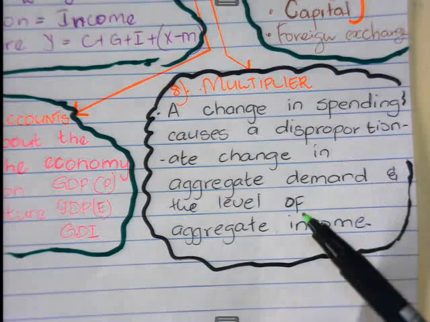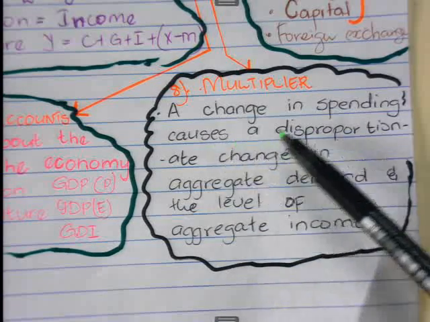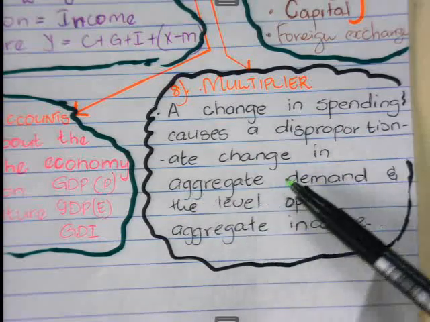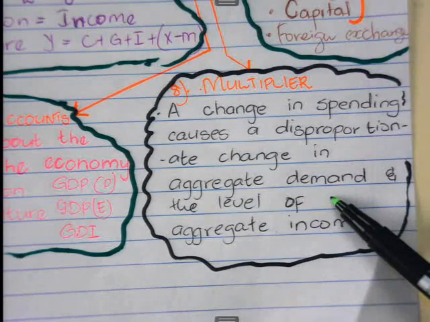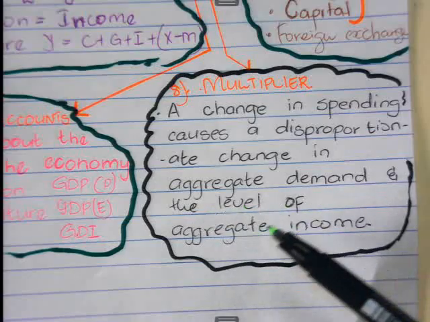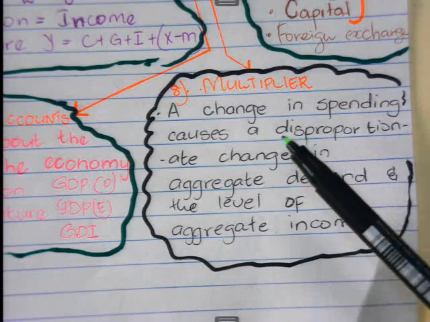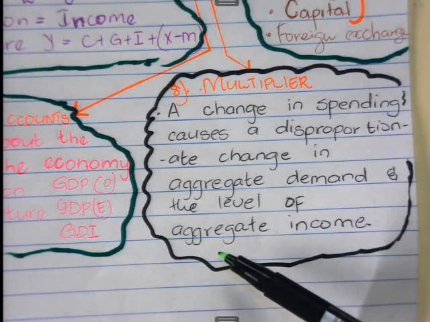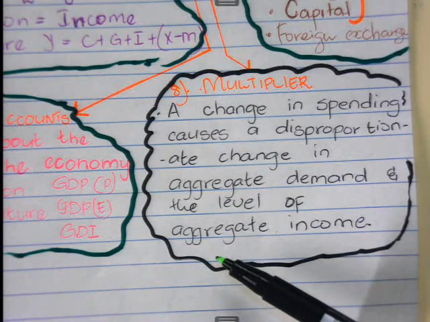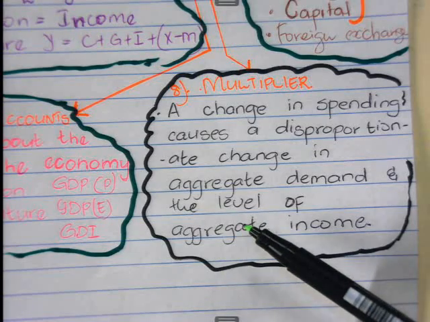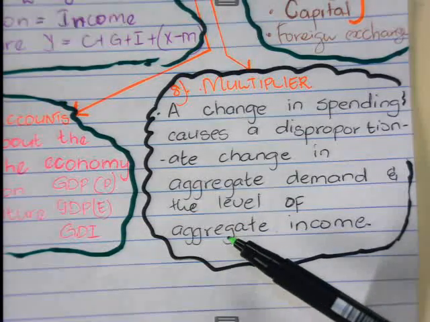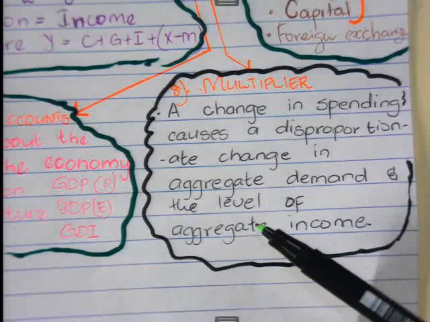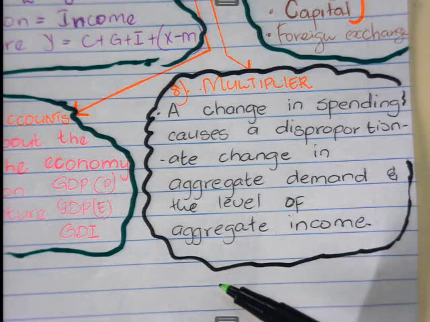The multiplier refers to a change in spending that causes a disproportionate change in aggregate demand and the level of aggregate income. We call that the multiplier effect. If a change in spending by one participant causes a disproportionate change in aggregate demand as well as aggregate income.